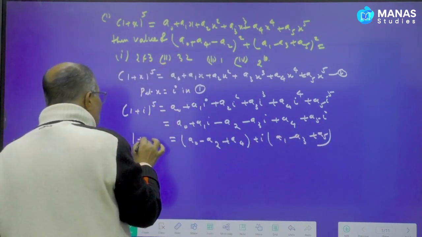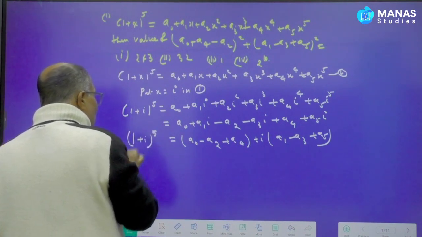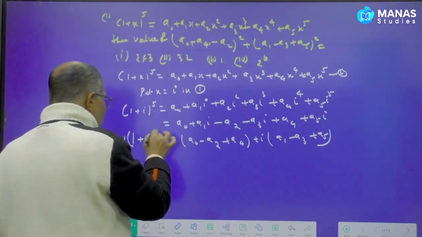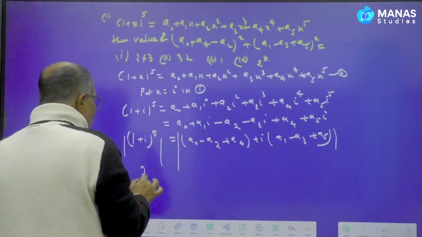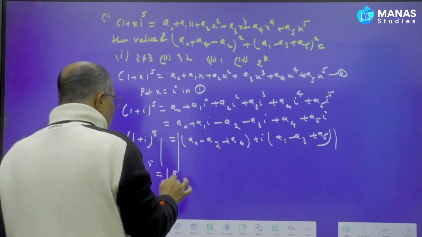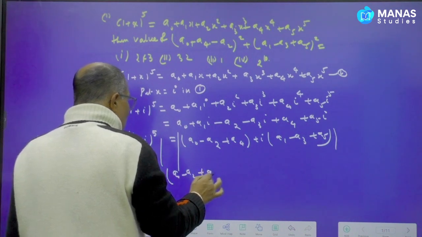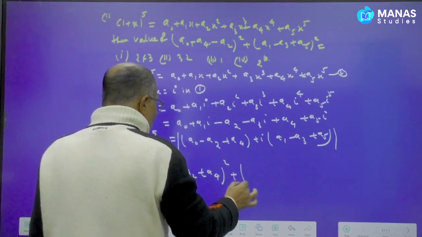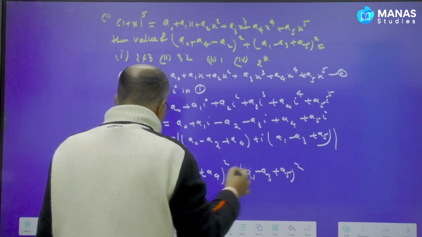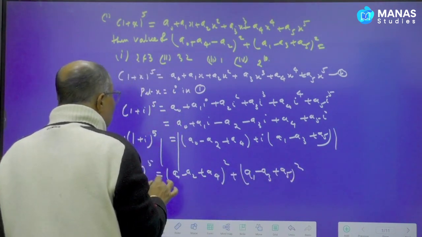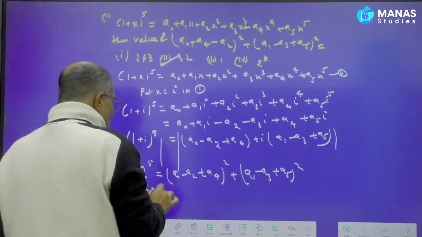This is (1 + i)^5. Taking modulus on both sides, we will get 2 raised to the power 5, that is equal to (a0 − a2 + a4)² + (a1 − a3 + a5)². So the answer is 32. 2 power 5 is 32. The answer, second option, is correct.